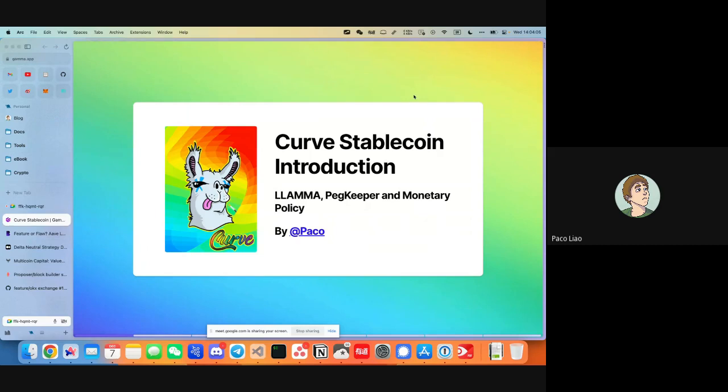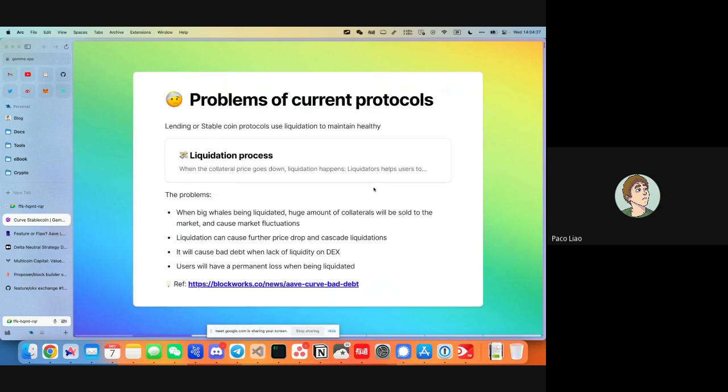Thanks, everyone. Today I'm going to talk about the latest Curve stablecoin, and I'll try to introduce it at a high level. I'll keep it simple and not too technical, so let's get started. Because the Curve community loves llama, this picture is a llama, and they have an AMM called LLAMMA.